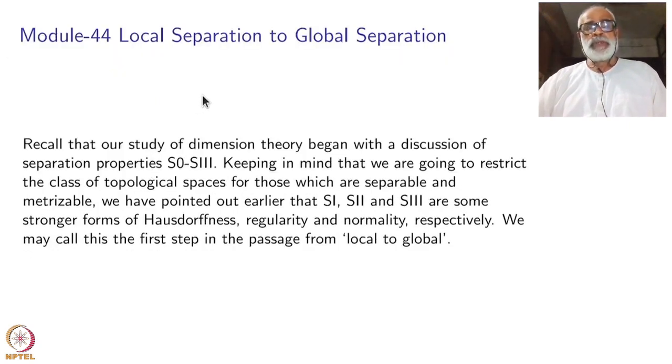Recall that our study of dimension theory began in the previous chapter with a discussion of separation properties, which we have named S0 to S3. Keeping in mind that we are going to restrict the class of topological spaces to those which are separable and metrizable, and in particular T1, we have pointed out earlier that S1, S2 and S3 are stronger forms of Hausdorffness, regularity and normality respectively. We may call this the first step in the passage from local to global.